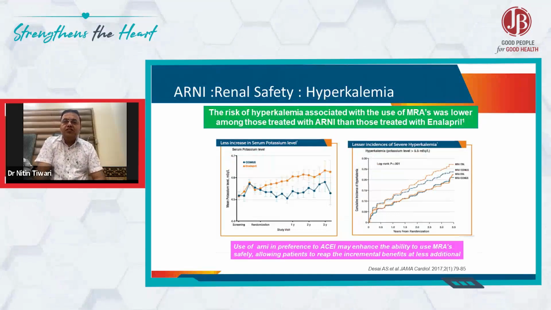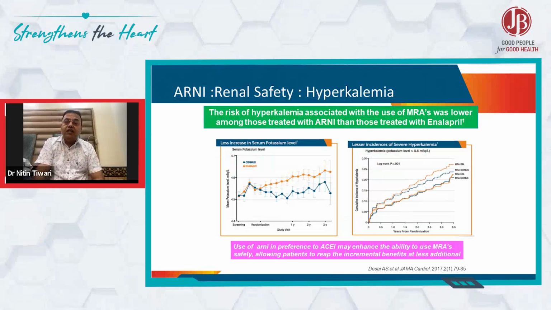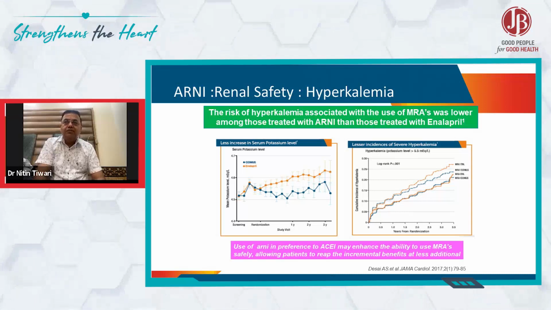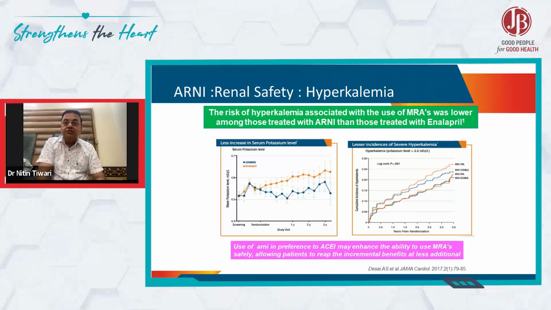And on renal safety, the risk of hyperkalemia associated with the use of MRA was lower among those treated with ARNI as compared to enalapril. So basically, if you start the patient on ARNI, the hyperkalemia which happens because of MRA at times, if you combine them with an ACE inhibitor, goes down. In fact, SGLT2 inhibitors have also shown that the tolerability of MRA is improved and the hyperkalemia also is lesser.